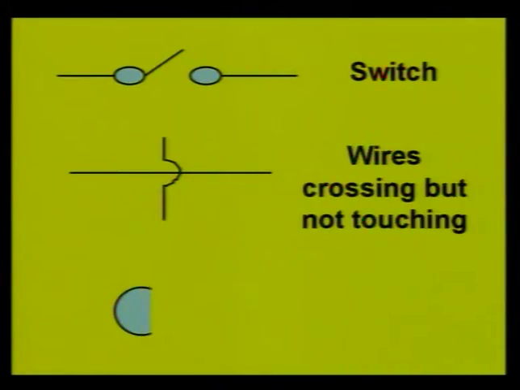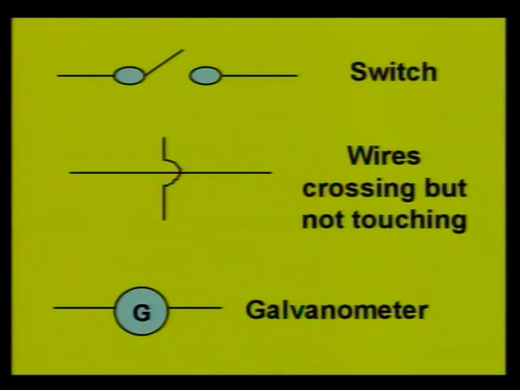Right, those are the other symbols of the electrical circuit. The first one is a switch, and then you have wires that are crossing but not touching, and then you have a galvanometer. I'll show you an example of each one of these later.